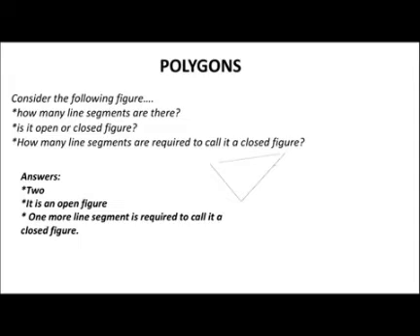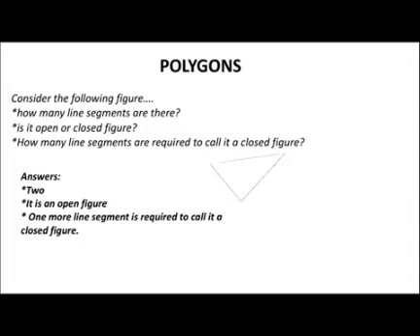It is a simple closed figure containing or bounded by or made up of at least 3 line segments. Okay, so that is a polygon. So what is a polygon? A polygon is a closed figure made up of at least 3 line segments. Poly means many. Polygons means many sides, a figure with many sides.